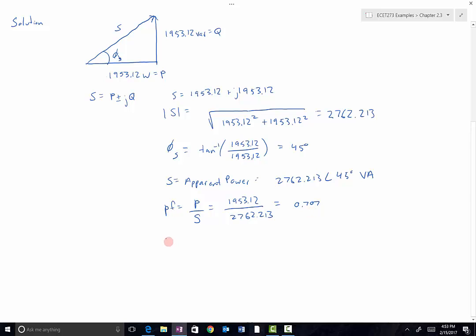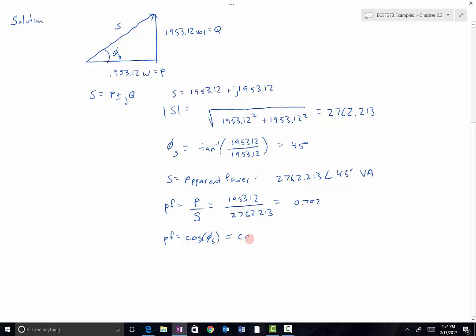Pretty commonly, you'll see that some textbooks define power factor as the cosine of the angle between the real power and the apparent power. That's a convenient way to calculate it, but I don't think that's a very good definition. But anyway, if you use that, it's cosine of 45 degrees. That's equal to 0.707, right? And we know that cosine is adjacent over hypotenuse, so those relationships are just coming from the SOHCAHTOA rule. So anyway, power factor is 0.707, and apparent power is 2,762.2 at an angle of 45 degrees volt-amps.